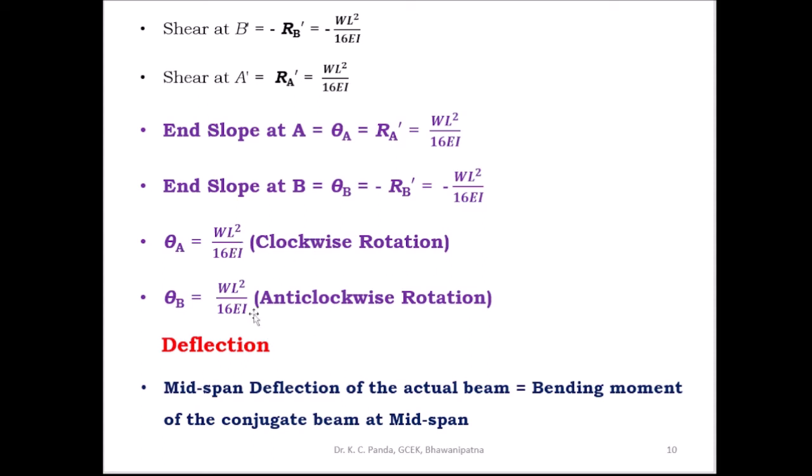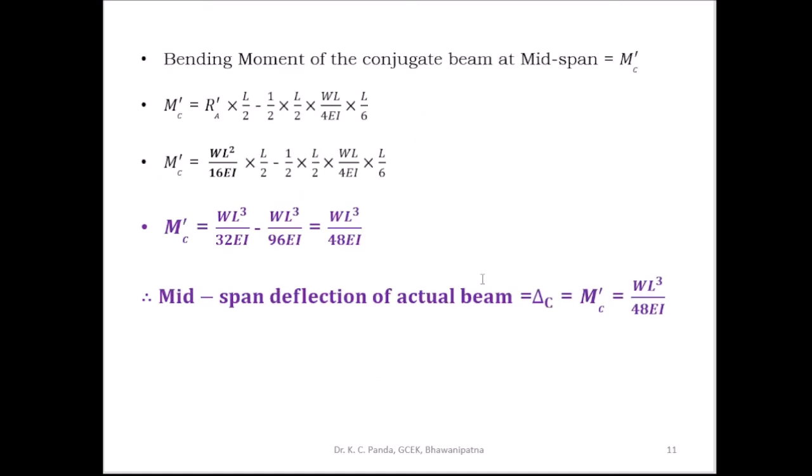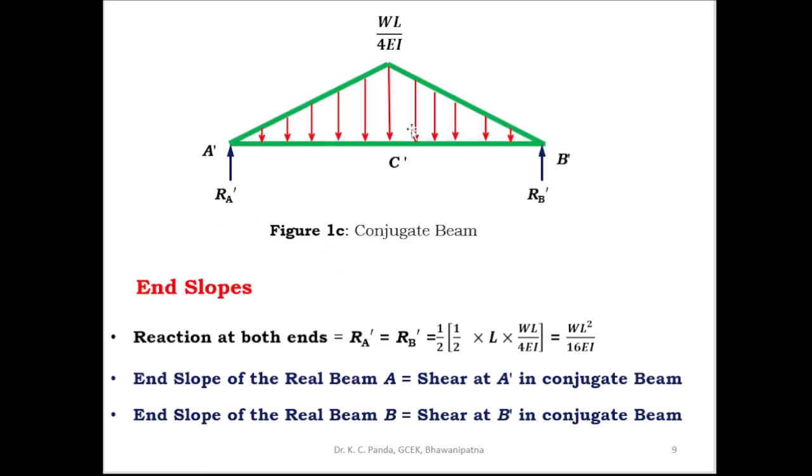Then find out the deflection of the beam. The midspan deflection of the actual beam is equal to the bending moment of the conjugate beam at midspan. So here you have to find out the bending moment of the conjugate beam at midspan, the bending moment MC dash. So that MC dash is equal to the deflection of the original beam at C.